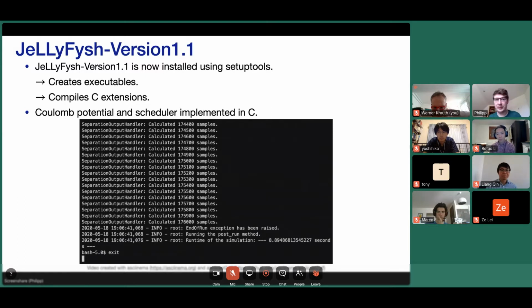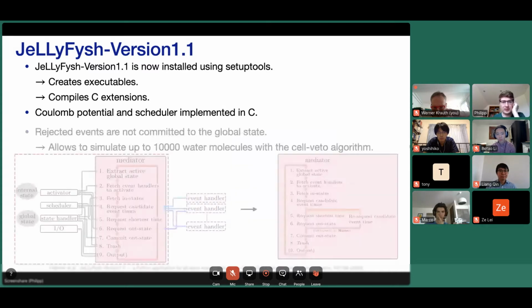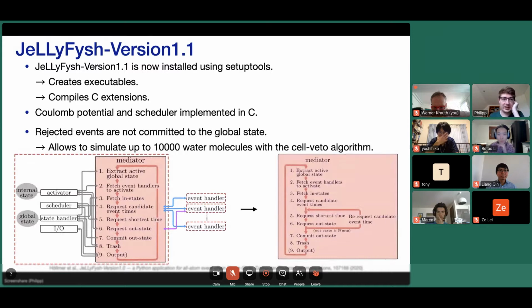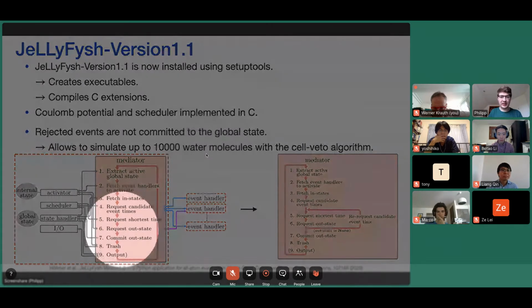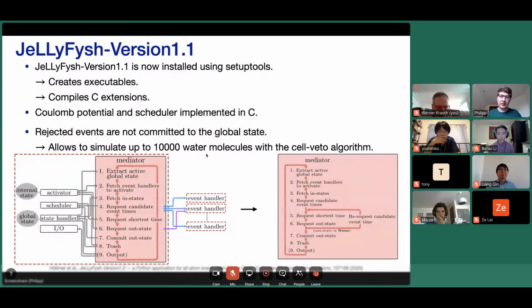This is partly due to our C extensions, but also partly due to another great change we did. And this is the handling of rejected events. I introduced you earlier to bounding potentials, and I said that for bounding potentials, you need to confirm or reject events. In our first design of the mediator, you saw here in step 6, this is where the event handler computes its outstate, and it also determines whether a bounding potential event is actually rejected or accepted. And this is imprinted in the outstate. Either you have a lifting move or you have not.